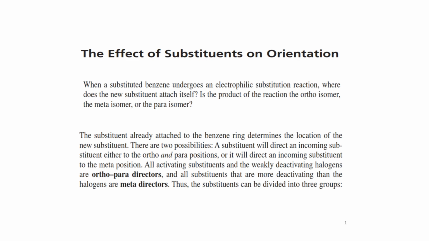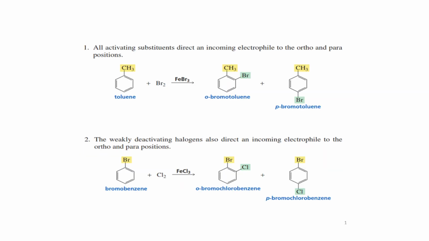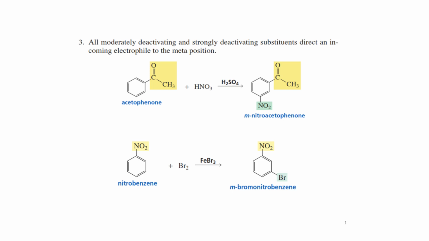The position of a new substituent on a benzene ring during an electrophilic substitution reaction is influenced by the existing substituent, determining whether the product is an ortho, meta, or para isomer. Activating substituents direct incoming electrophiles to the ortho and para positions, while weakly deactivating halogens also direct to these positions. Moderately and strongly deactivating substituents direct incoming electrophiles to the meta position, as seen with acetophenone and nitrobenzene.